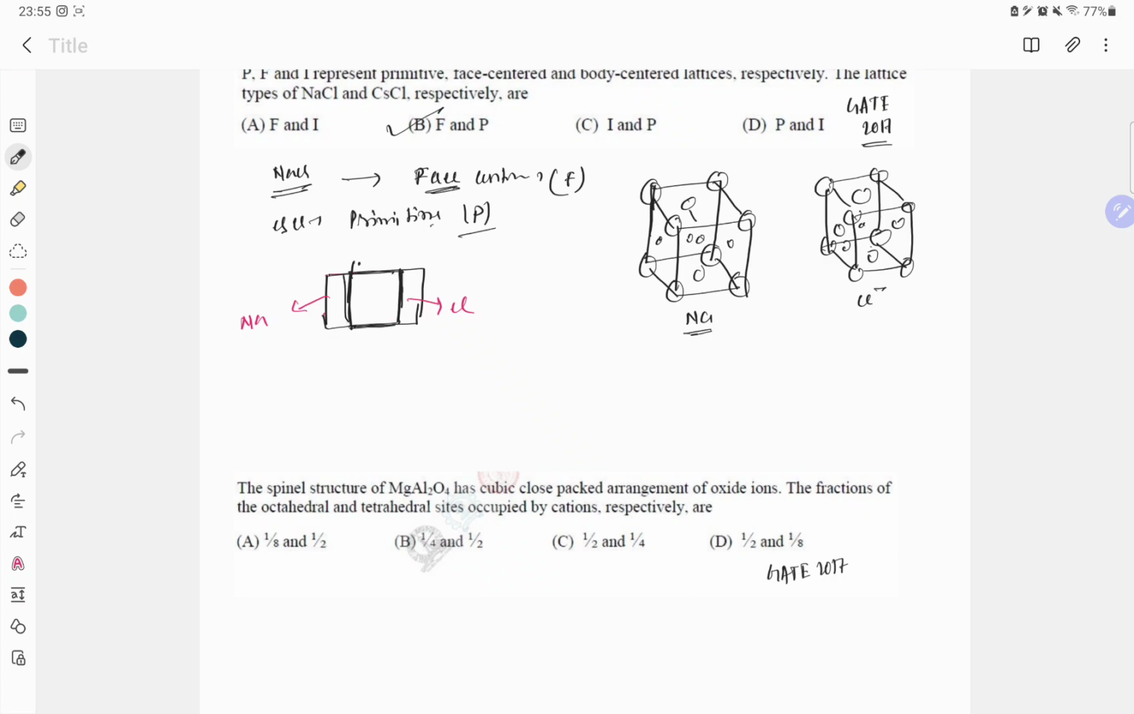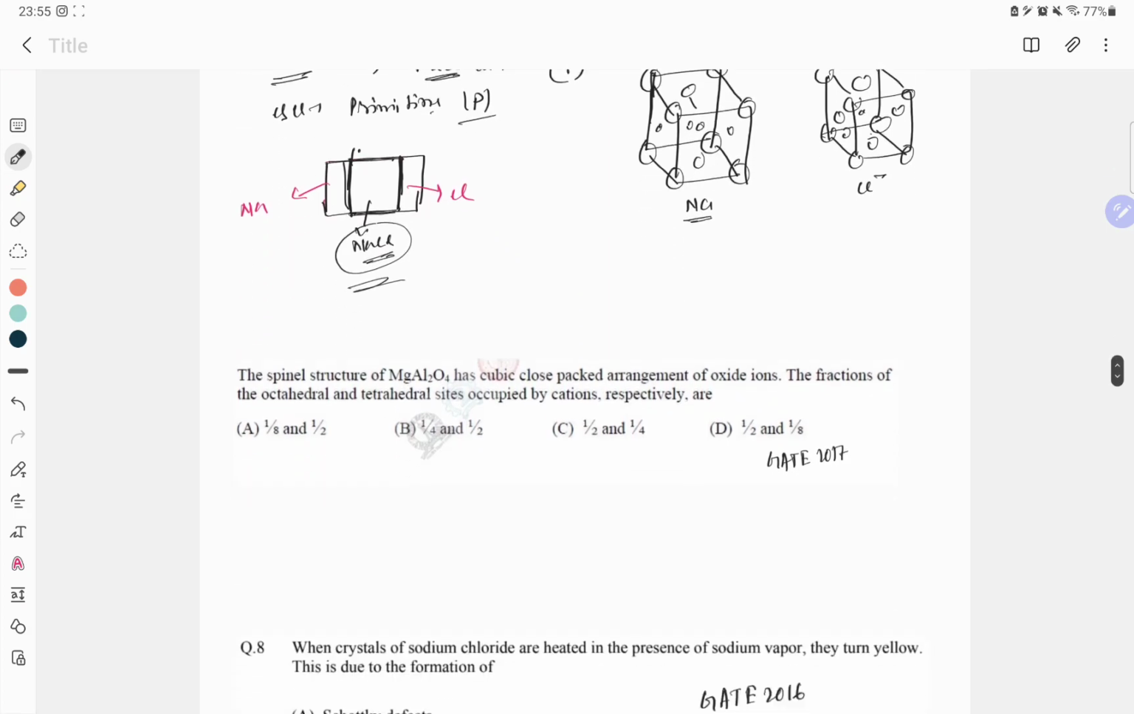Two face centered lattices come closer, just like this, and we take half of the Na lattice and half of the Cl lattice and create this NaCl lattice. So our option is B.